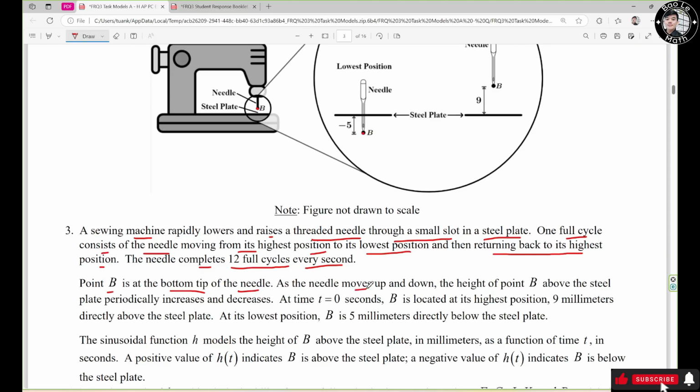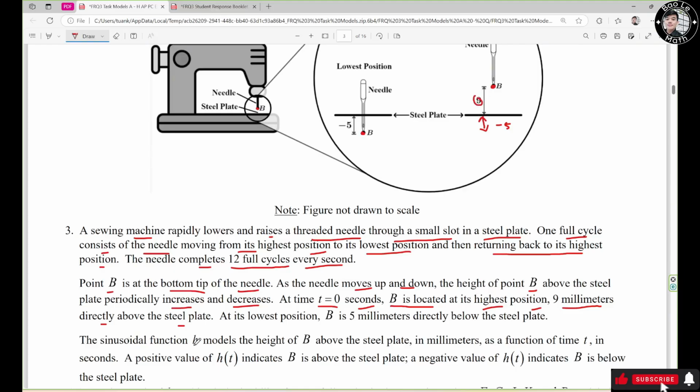As the needle moves up and down, the height of the point B above the steel plate periodically increases or decreases. At time t equals 0 seconds, point B is located at its highest position, 9 millimeters, directly above the steel plate, right? So this one right here is the highest point. This one right here is the lowest point. And this one is the steel plate. So the distance from here to here is going to be -5. Distance from here to here is going to be 9.